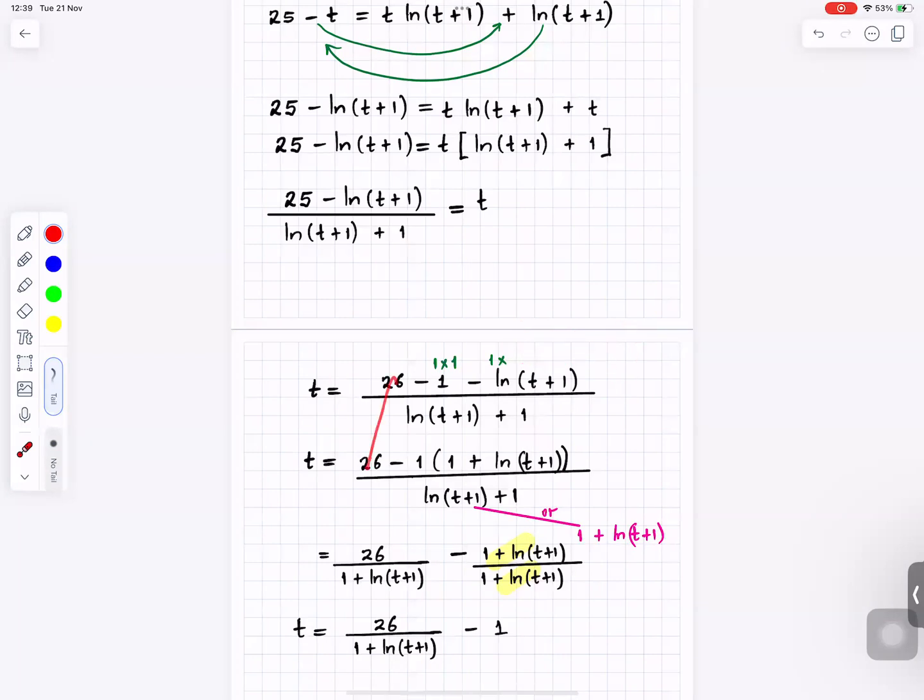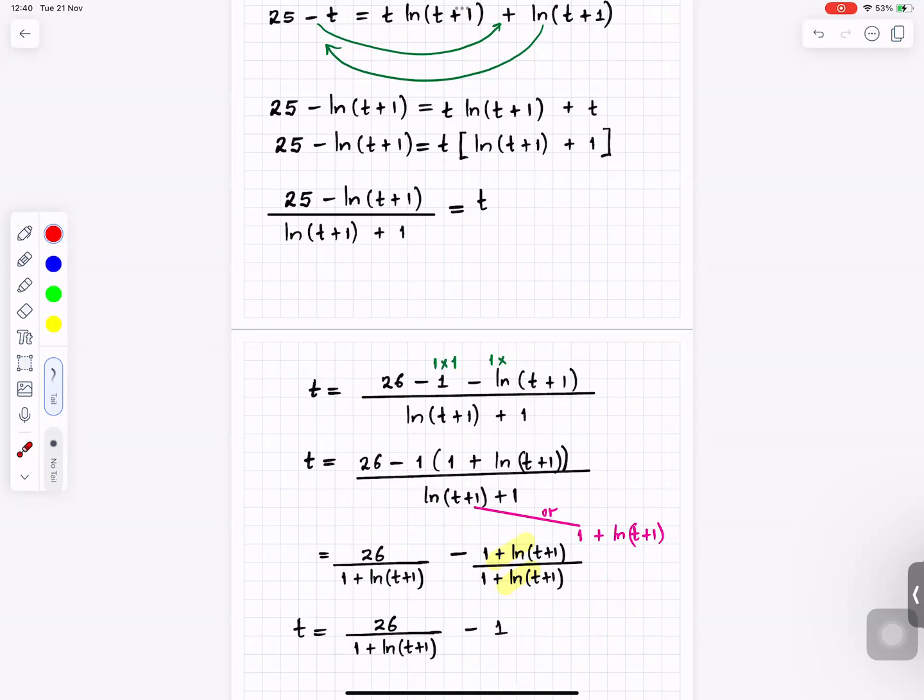So now we got 26. We factorize, there's 1 here and there's 1 here. So we take minus 1 out and make sure the inside is plus. So go 1 plus ln(t plus 1). And the denominator stays the same. Now we've got the 26. It's like two fractions, so one fraction, we split it into 2. So 26 over 1 plus ln(t plus 1), and then 1 plus ln(t plus 1) divided by 1 plus ln(t plus 1). And this will cancel out to make 1. So that's what they wanted you to show.